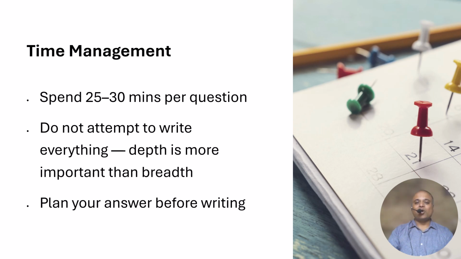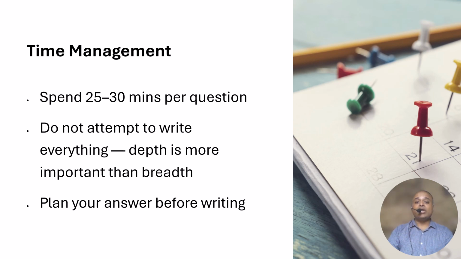Now, let's talk about something super important, time management. In paper 4, you have 1 hour and 15 minutes to answer two big questions. That means spend about 25 to 30 minutes per question. And yes, that includes planning time. Don't skip that part. A quick 3 to 5 minute plan can help you stay focused and avoid going off track.